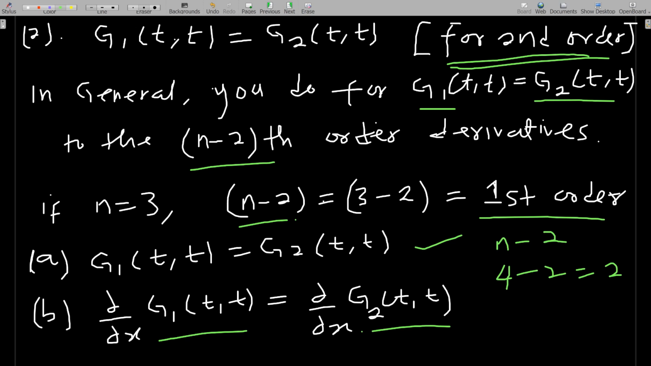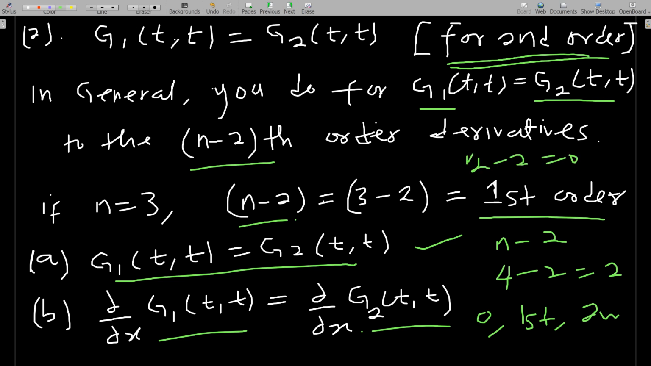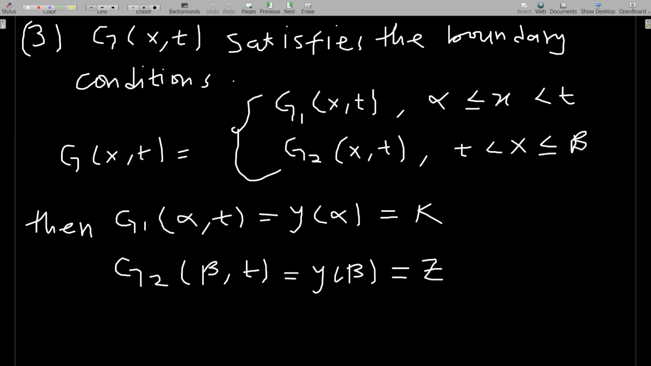You do from the 0th order derivative, which is the same thing as this, then you do the first order derivative for n equals 4, then you do the second order. For n equals 2, which is our case, n minus 2 is equal to 0. So you do the 0th order derivative, and that is the same function. The 0th order means you are not differentiating. Okay, alright, let's move on to the third point.